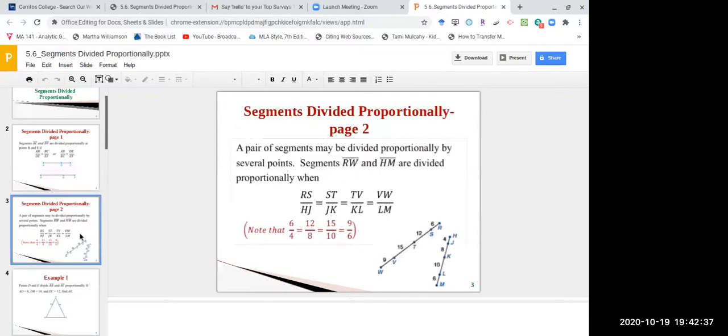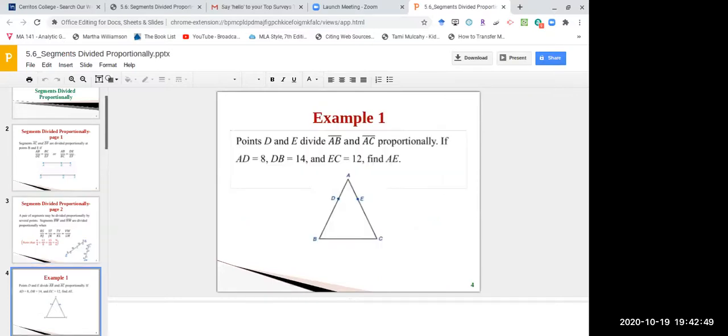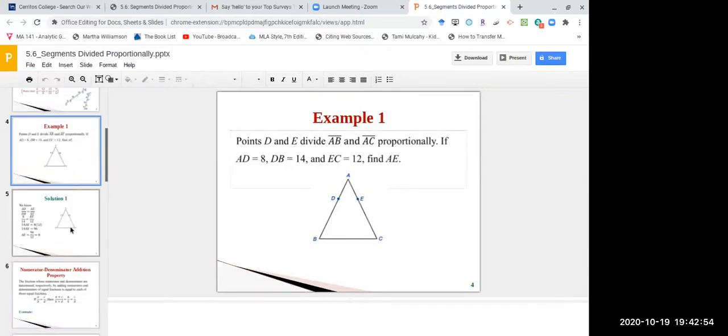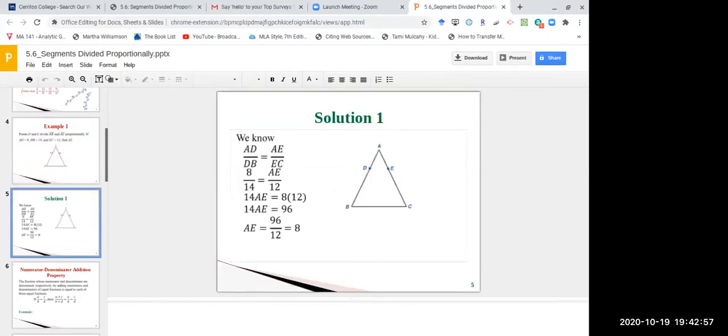So if we look at this, we can see that you don't need to have just one point. So we can go back to example 1 again, and we'll look at the solution for this. AD and DB equals AE over EC. 8 over 14 is AE over 12. And so once again, all that basic algebra from 5.1 comes back right here. And all of those things that we know about similarity come back.